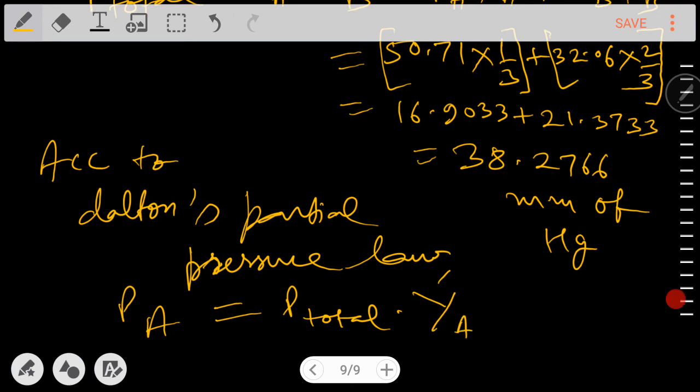According to Dalton's partial pressure law, the vapor pressure of a component in a mixture of gases will be equal to the total pressure of all the components multiplied by the mole fraction of that component in the vapor phase. So Pa is equal to P total into Ya, where Pa is the vapor pressure of A component, P total is the vapor pressure of both the components, and Ya is the mole fraction of A component in the vapor phase. Using this formula, we will determine the value of Ya.